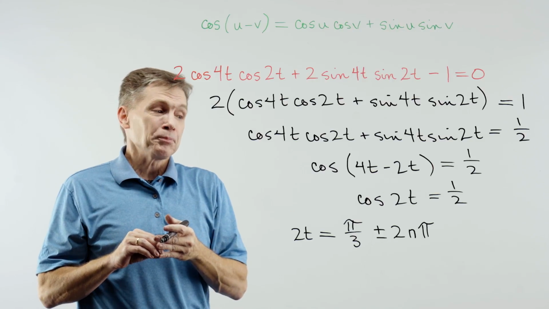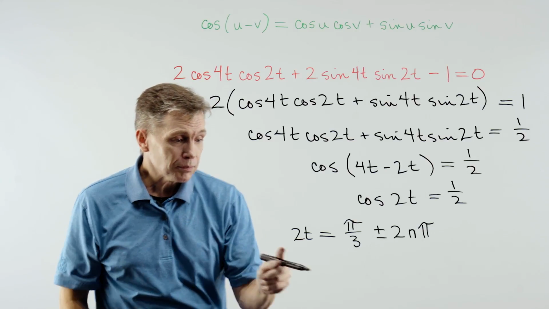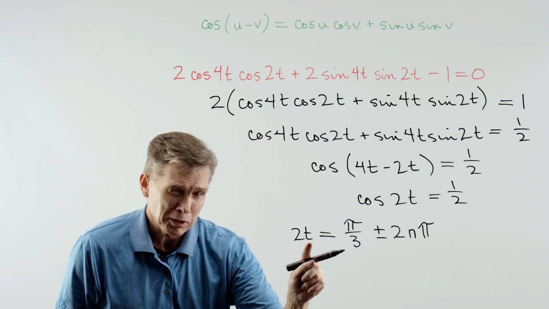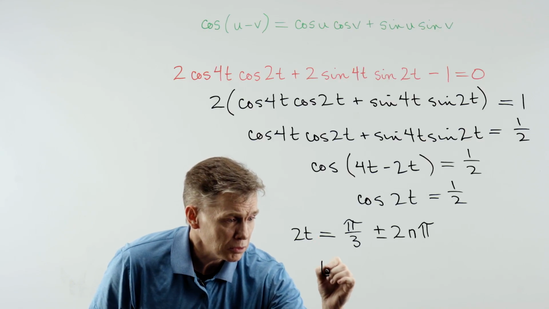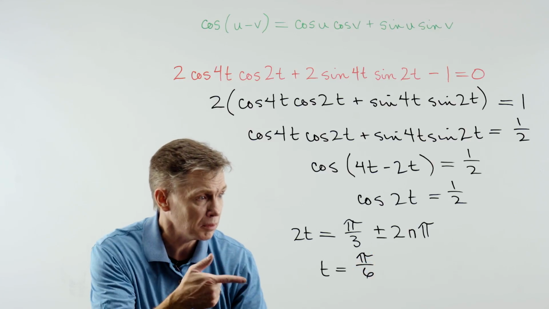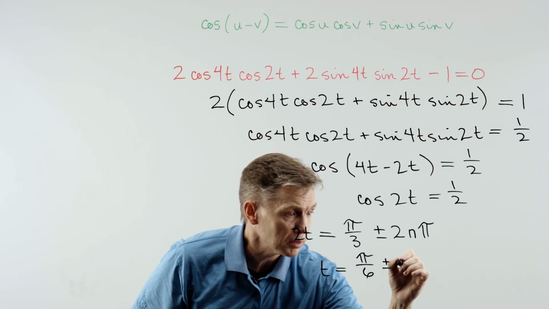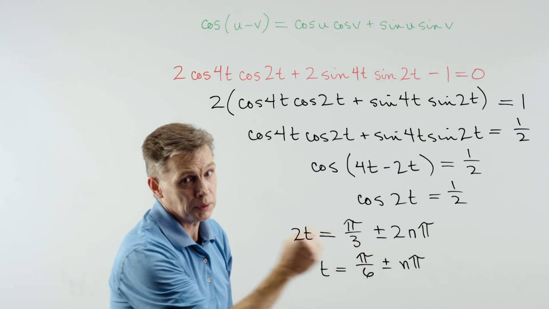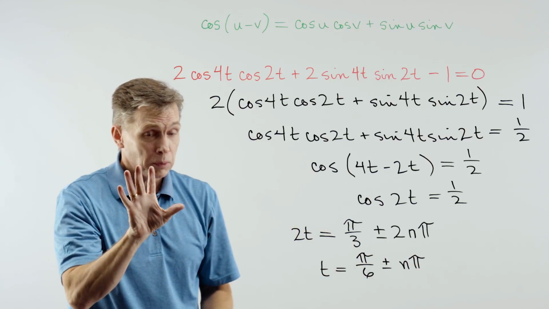Okay? All right, so this is really good. And now maybe I'll even finish off the algebra here. I told you all we have to do is divide by 2, right? T equals pi over 6 if I divide by 2, plus or minus n pi if I divide that second term by 2. Okay, it's really good work.